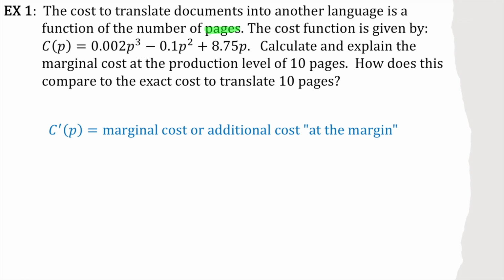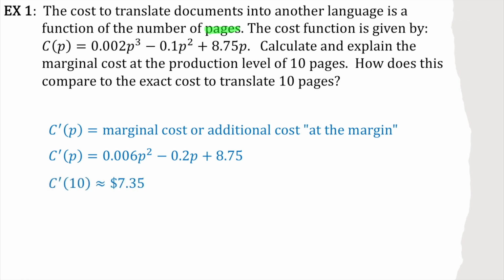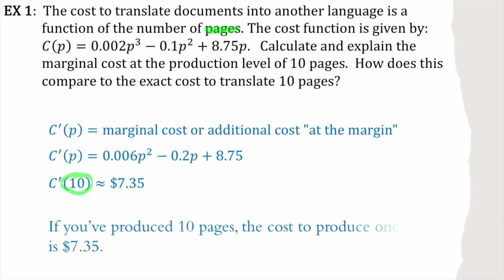First of all, we take the derivative of our cost function. That's the marginal cost, or the additional cost at the margin. So for our cost function, its derivative will be 0.006 P squared minus 0.2 P plus 0.875. We're curious about what that looks like in the 10-page range. So I got $7.35 approximately. And that means if you've produced 10 pages, the cost to produce one more is $7.35.